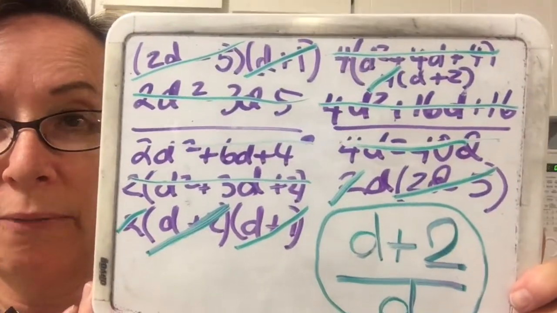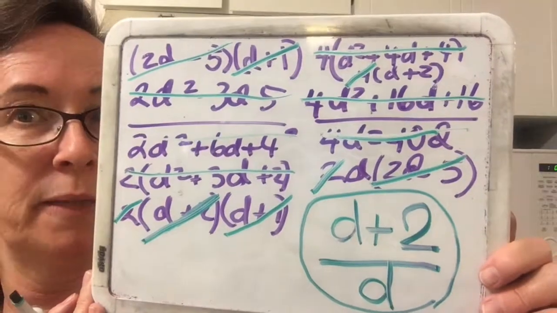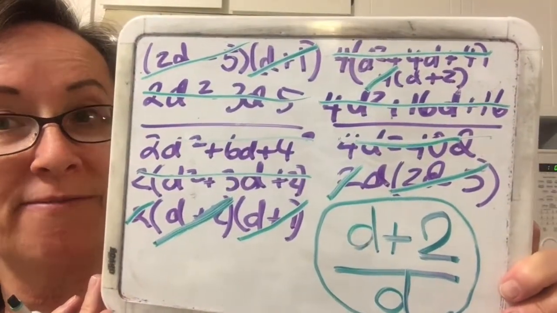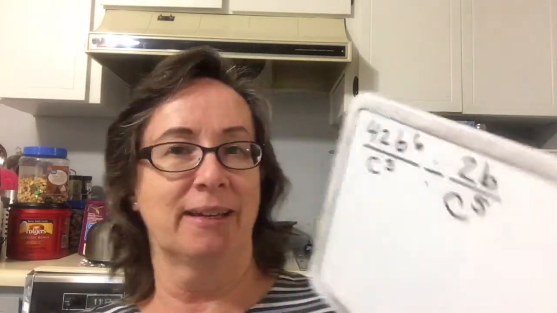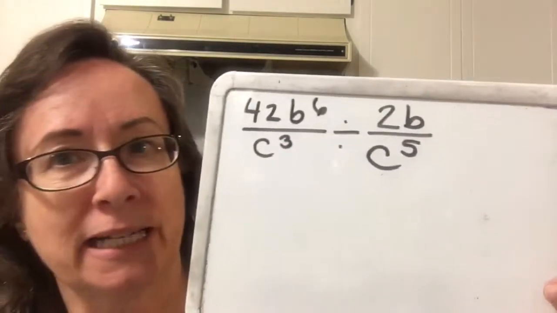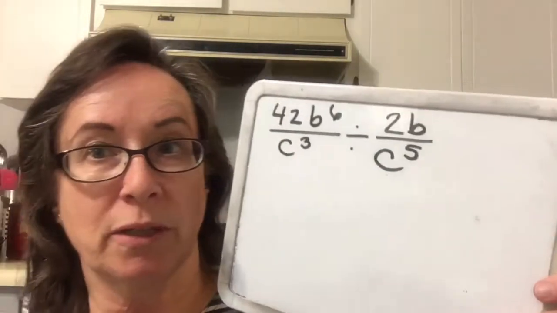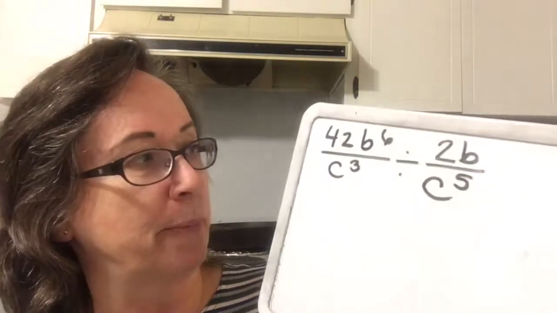Wow. That one was a little bit messy, but hopefully you were able to follow me all the way through. Now we're going to come back and do some division of rational expressions. All right, so we have only 3 more boards left to finish 8.1. So we're getting close. Now we're talking about division of rational expressions. And of course, we're going to divide by multiplying by the reciprocal.